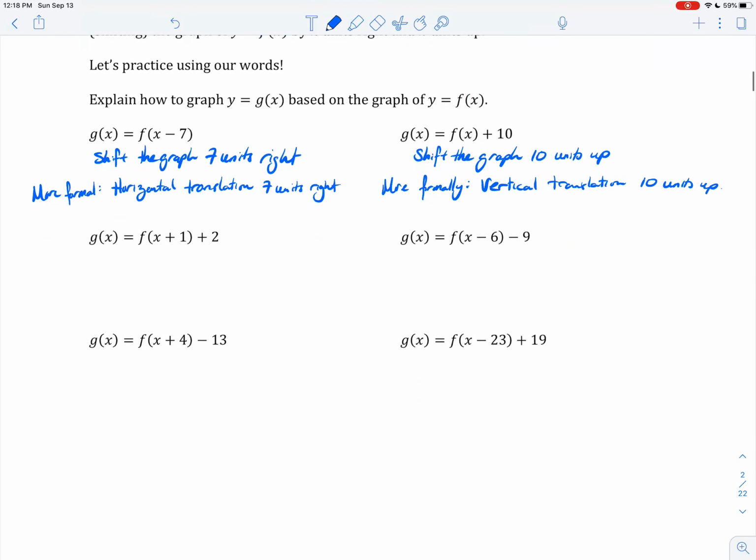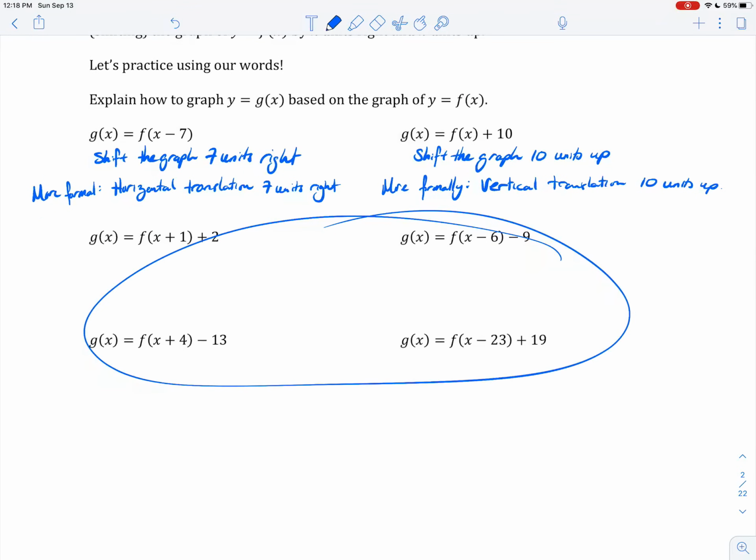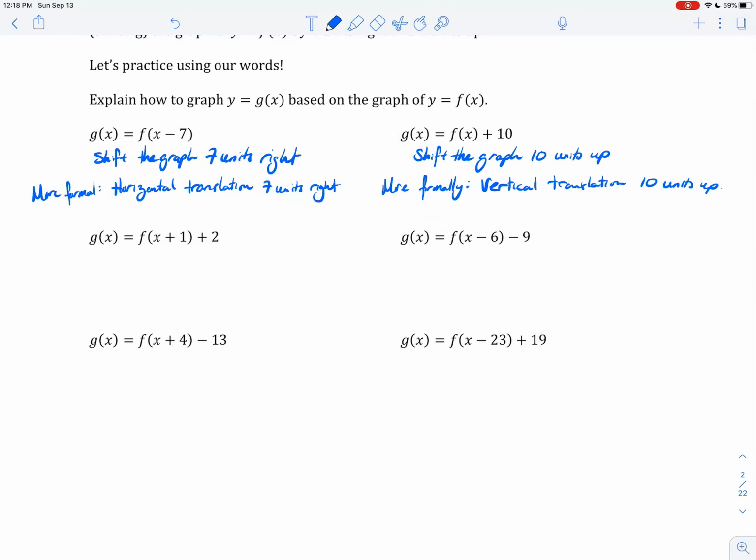I triple dare you to give these next ones a try. Try using the more formal language, but make sure you at least have an understanding of what that formal language means to you and what that means in your mind. Feel free to pause the video because I'm just going to go ahead with it. So you try it, you pause it, you try it, and then resume when you want to see these answers.